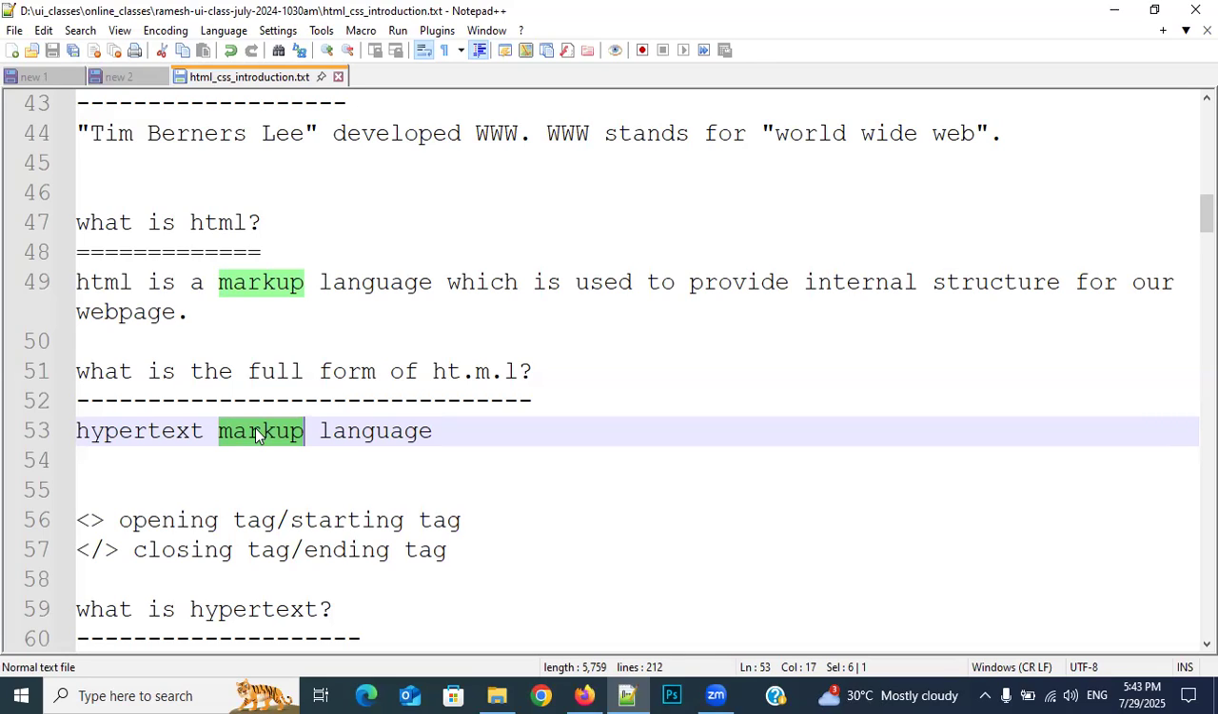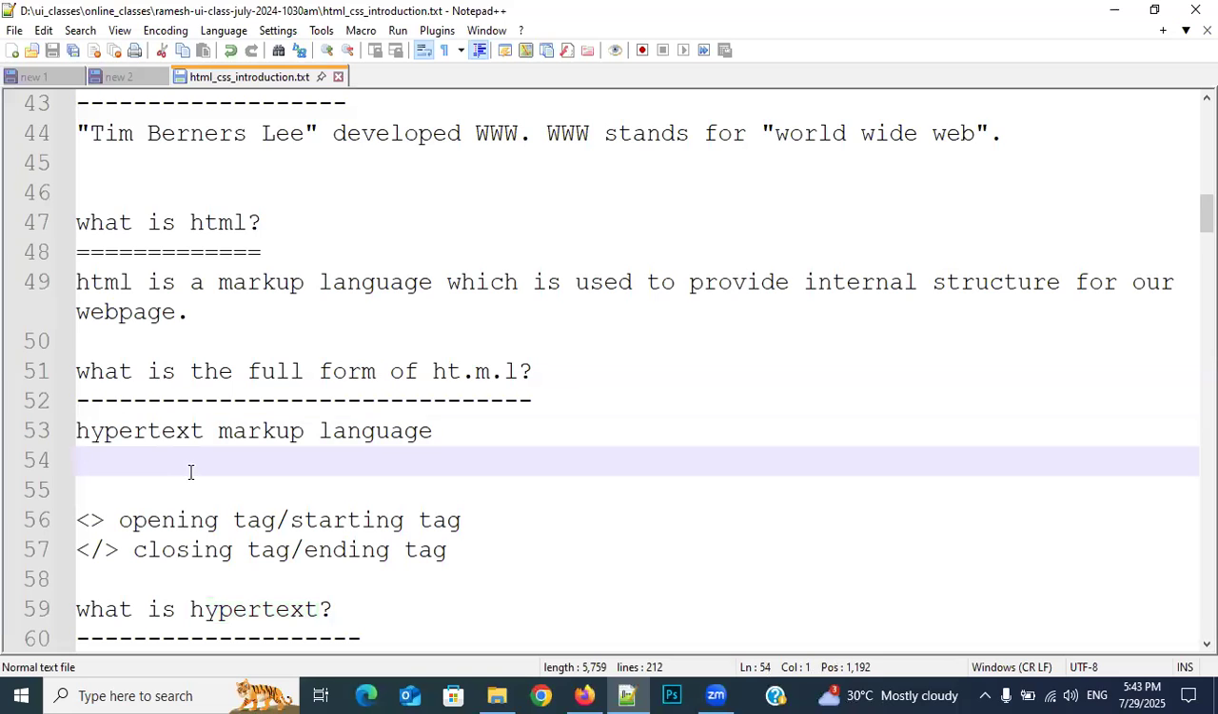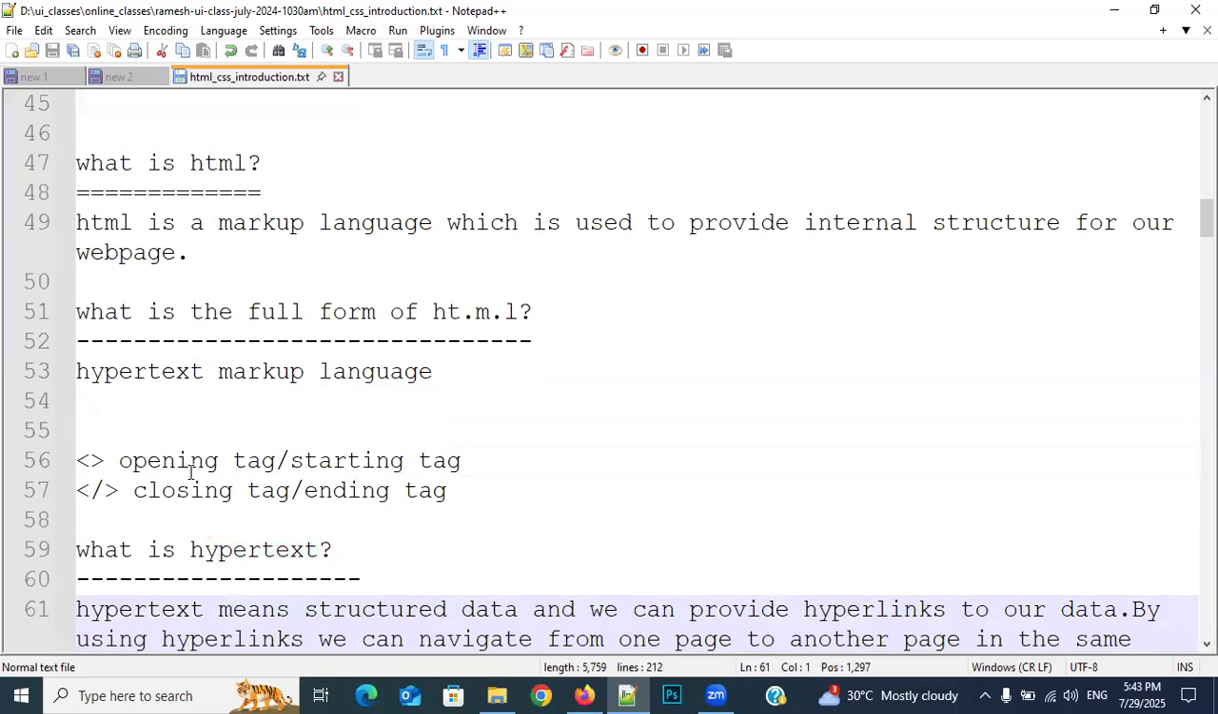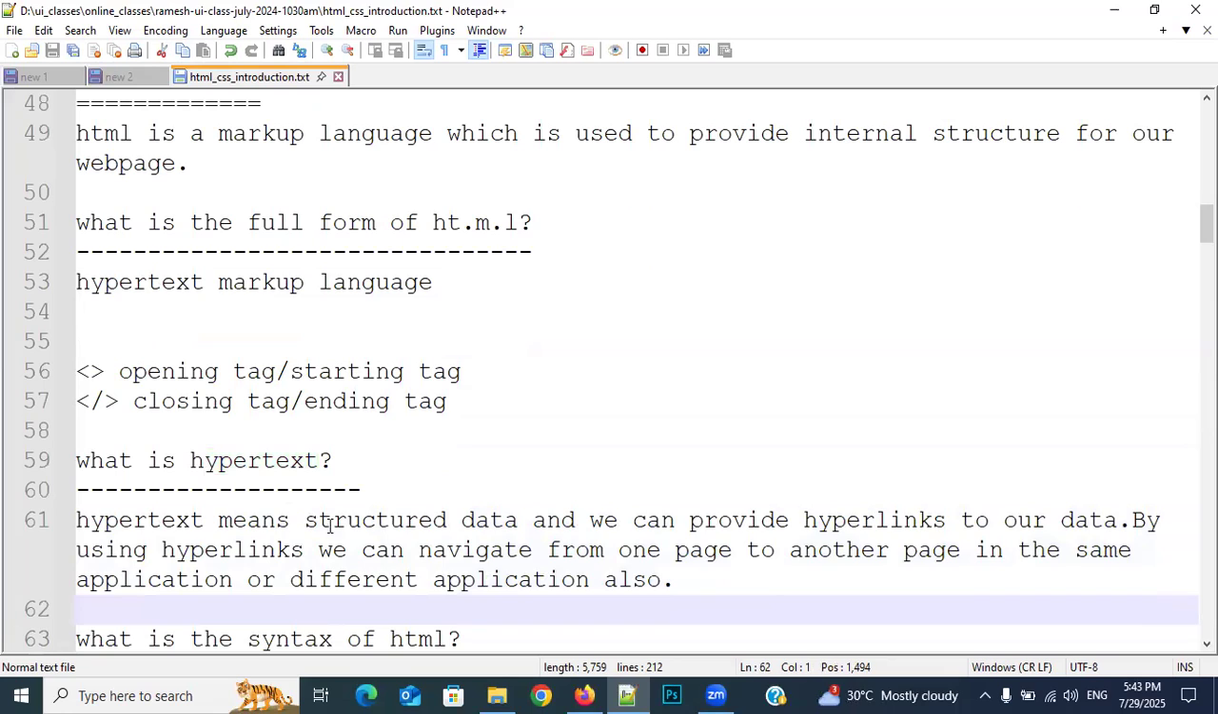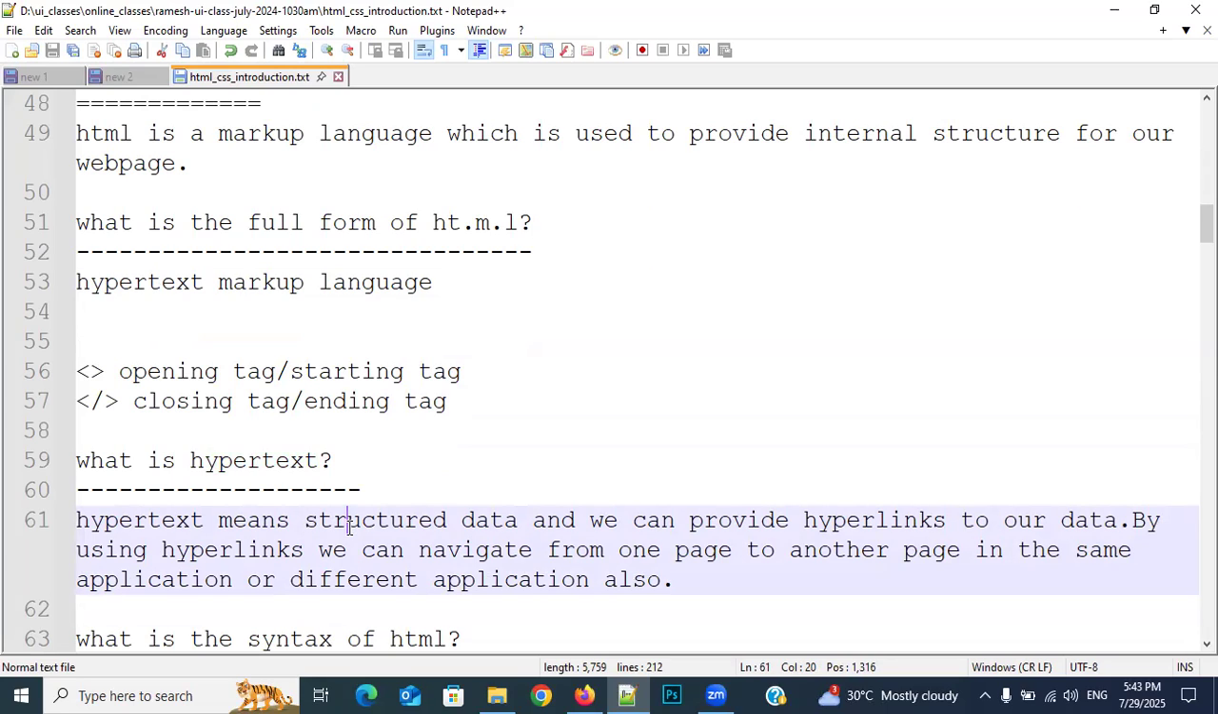Okay, sir, you have explained very well about markup and language. What about this particular keyword, hypertext? So now I am going to explain that. What is hypertext? Hypertext means structured data, and we can provide hyperlinks to our data. By using hyperlinks, we can navigate from one page to another page in the same application or a different application also.